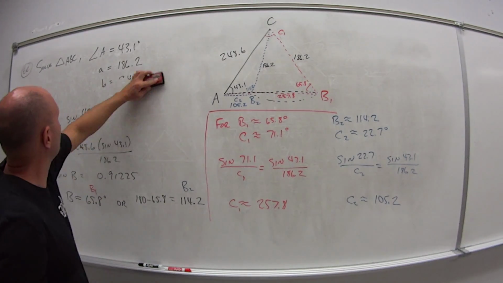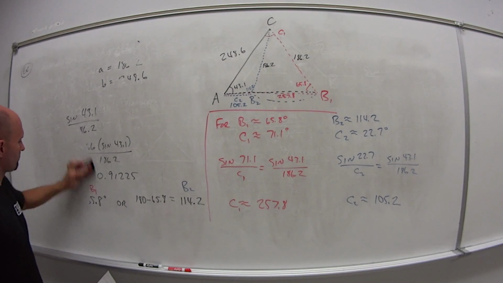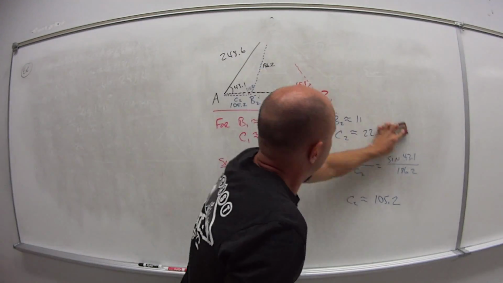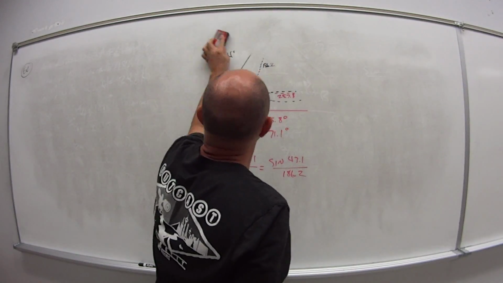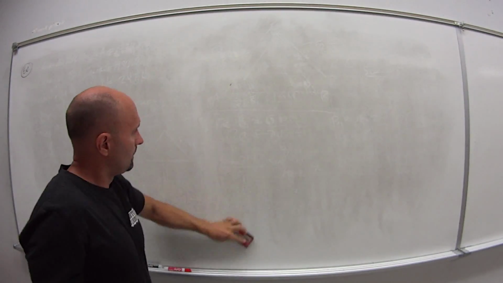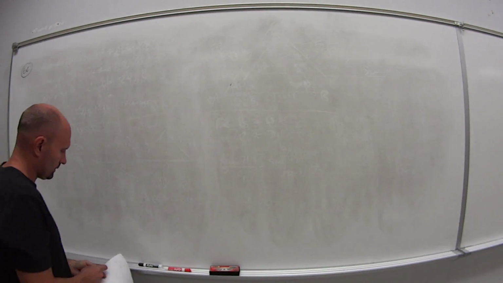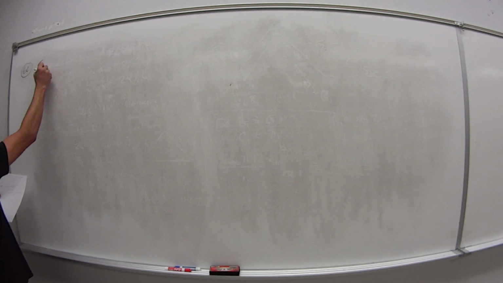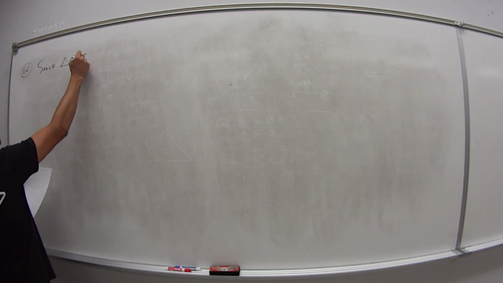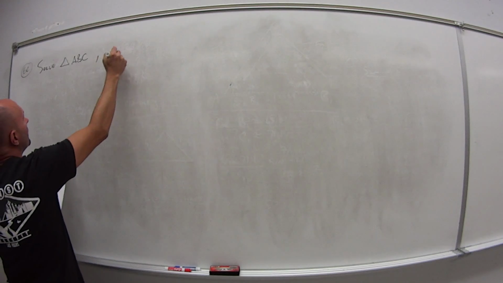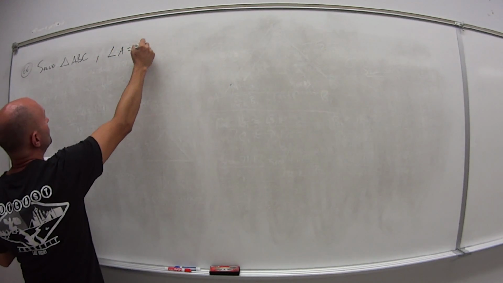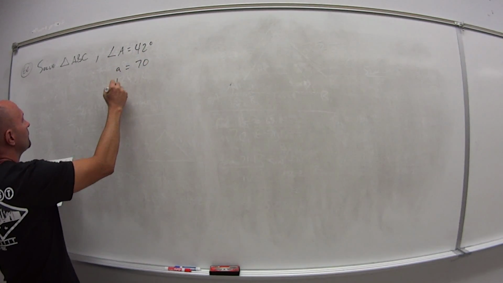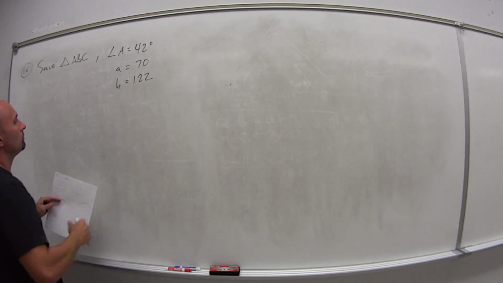All right, let's look at one more example for this section. So for this one, we're given the following. We want to solve triangle ABC. Angle A is equal to 42 degrees. Side A is equal to 70. Side B is equal to 122.